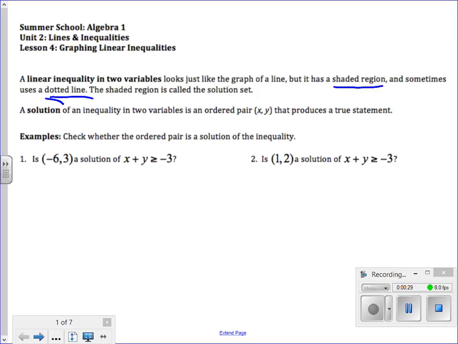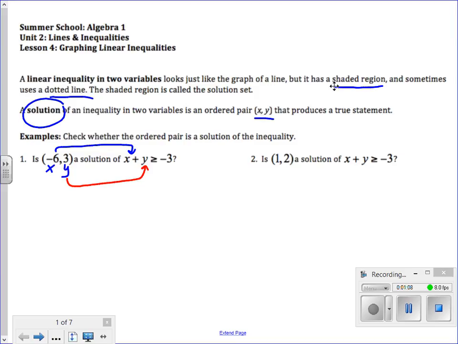What we need to know is that a solution of an inequality is an ordered pair. It's a point on the grid that produces a true inequality statement. So for example, we're going to see if points are solutions to certain inequalities. Here, I'm trying to say, is (-6, 3) a solution of x + y ≥ -3? In order to do that, I'm going to identify that -6 is x, and 3 is a y value. And I'm going to substitute those into the equation for x and then for y.